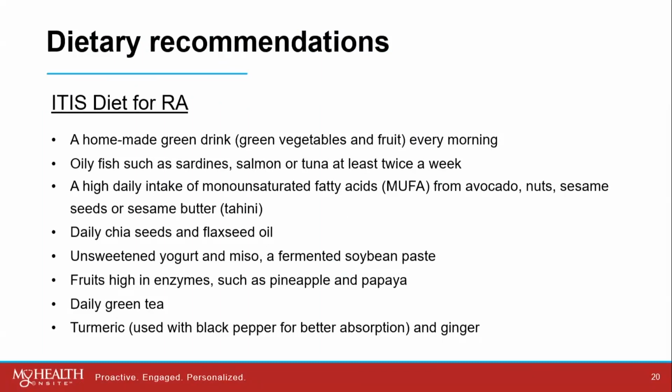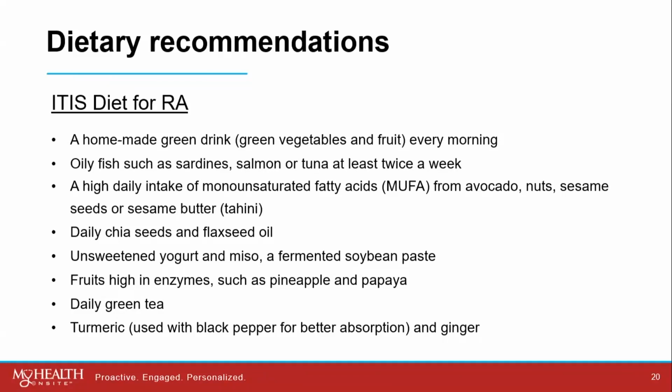You start off your day with a homemade green drink that includes green vegetables and fruit every morning. You still have the same oily or fatty fish, whether it's sardines or salmon or tuna, at least twice a week. So that recommendation is the same. A high daily intake of monounsaturated fatty acids, which includes olive oil, avocado, nuts, sesame seeds, or sesame butter, which is known as tahini. She recommends daily chia seeds and flaxseed oil.